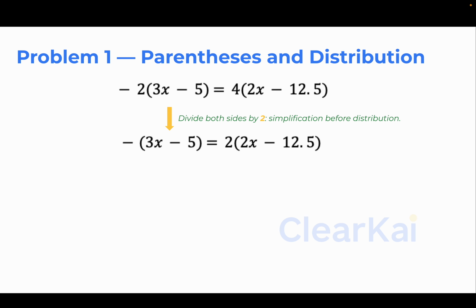Now we can distribute. On the left, be extra careful. That negative sign applies to everything inside the parentheses. So -(3x - 5) becomes -3x + 5. On the right, 2(2x - 12.5) becomes 4x - 25. And now our equation looks much simpler: -3x + 5 = 4x - 25. Once we are here, we can move on to isolating x, and we will see how that plays out in the next step.